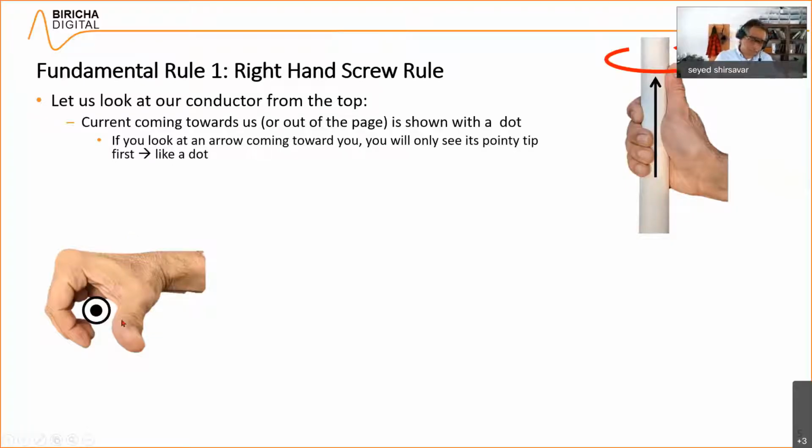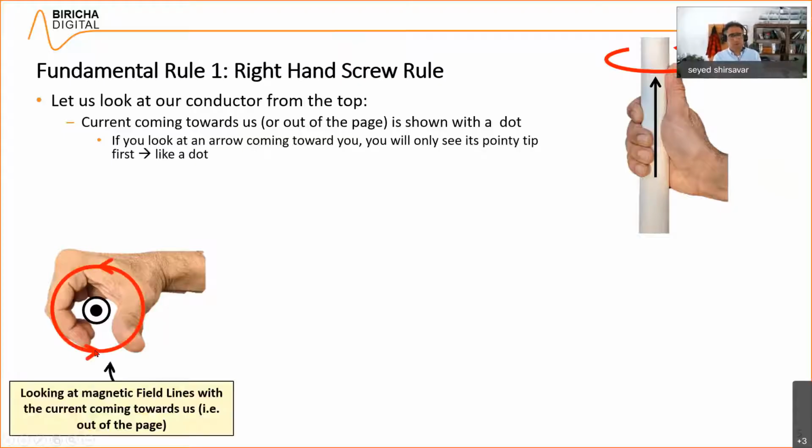And of course, what I said was, it's coming towards us. The thumb is pointing in the direction of the current, which is coming towards us. My fingers are curling this way, and therefore the magnetic field lines go this way.